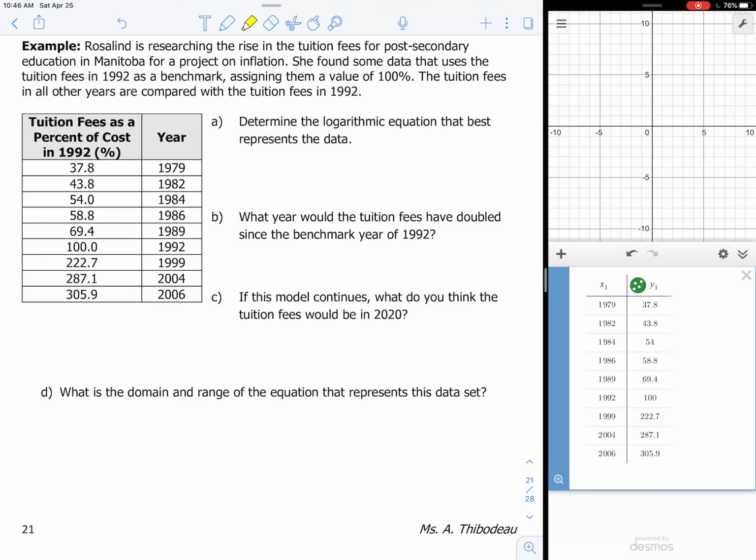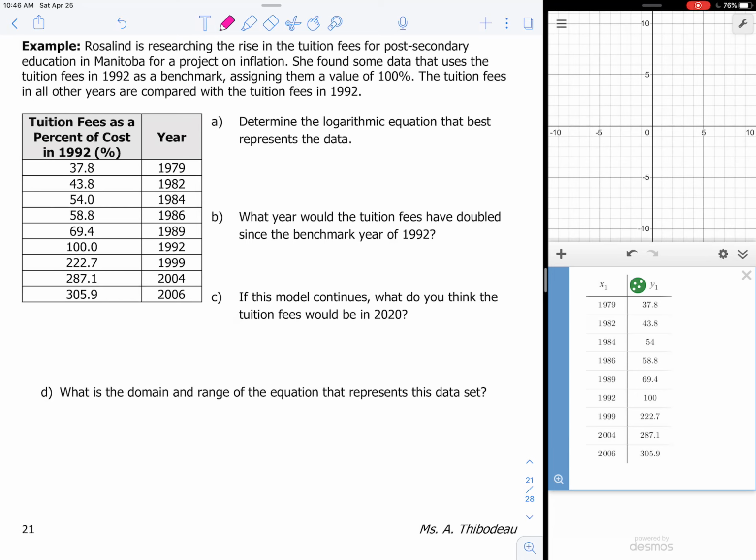So, here we have our table of values. Something to keep in mind is that you always want to look at what your table of values is talking about. So we have the year, and we have tuition fees as a percent of the cost in 1992. Before we just go ahead and plug this straight into Desmos, we need to make sure we understand which variable represents our x and which variable represents our y, okay?